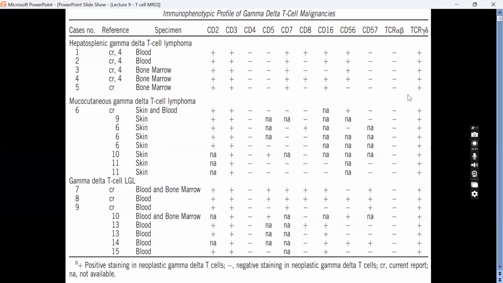Now case 4 is interesting. This is a case which I've given you. So singlet, then viable gate, and you find an abnormal population. Of course, not with this plot, but I've given you the plot which is representative to get the diagnosis.